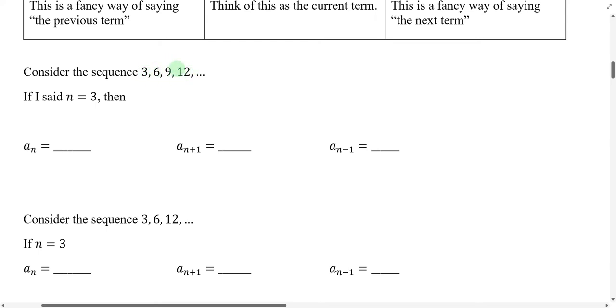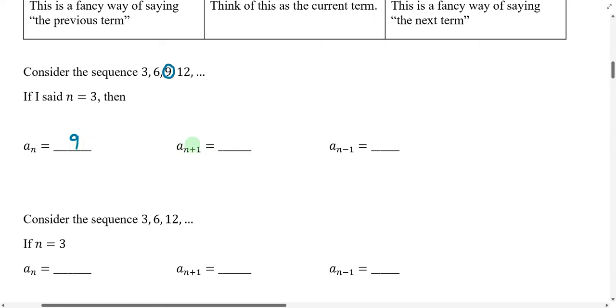So pretty typical sequence here. Looks like we're adding by 3. So it says if I set n equals 3, then that would be the third term. We know that we would be here at 9. So this is what I'm going to call the current term. This is the term that I'm focusing on, the one that I'm currently at. So we're going to say a sub n equals 9.